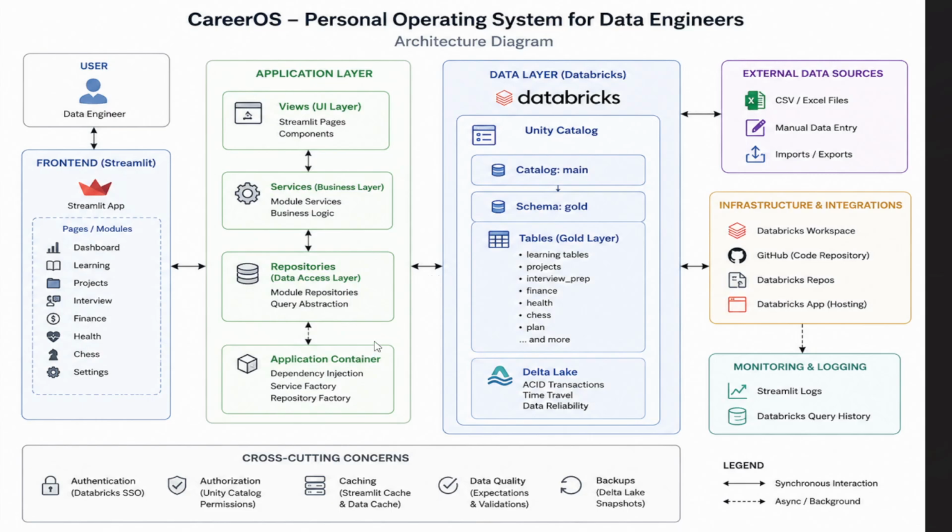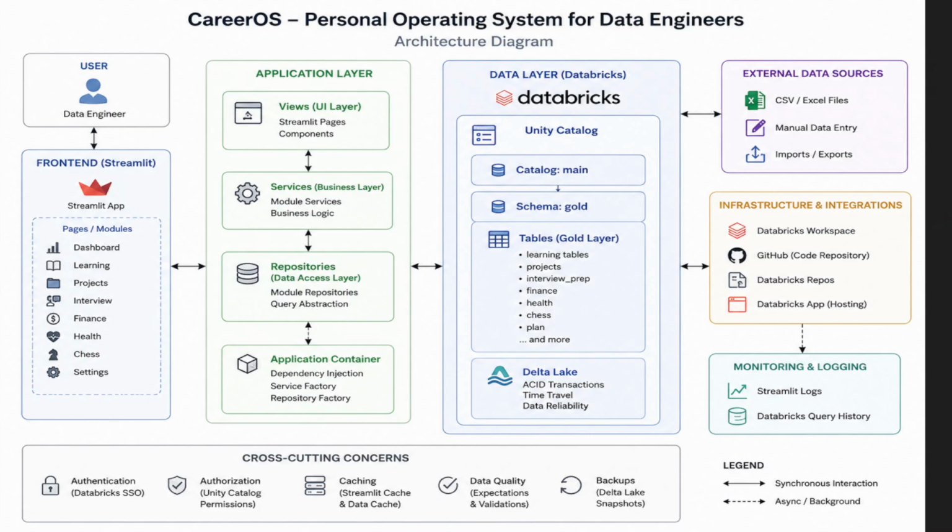The application container, when we start the app, will start from there, and it will have dependency injection, service factory, repository factories like this. So I have used the factory design pattern here, and then the UI will handle its front end, the services will handle business logic, and the repository will handle data access. So it doesn't matter, even if we change the service layer, even if we change the backend, the UI part should not be affected, and that's why I have used the design pattern.